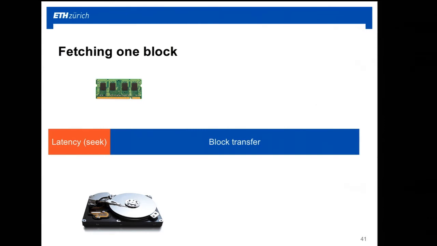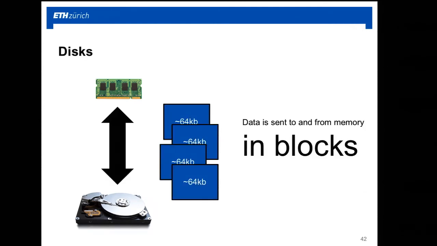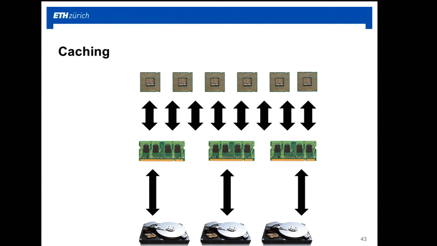And this is what we need to keep in mind now that we want to design the index construction. We have to find a way of building the index that is block friendly on the disk. So we want to send to and from memory in blocks. That's the one thing. The second thing is we like to cache in memory.